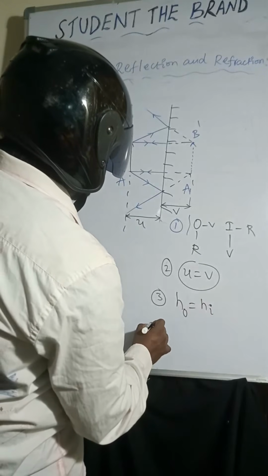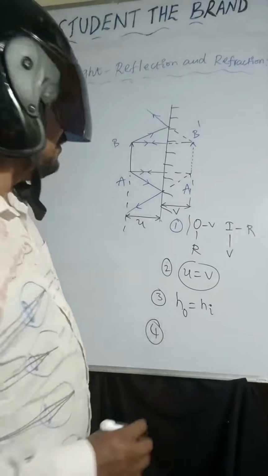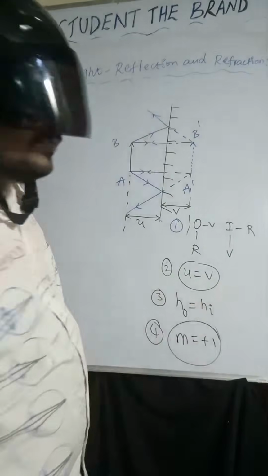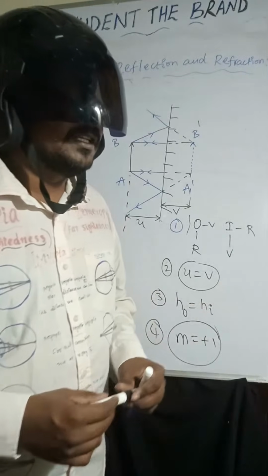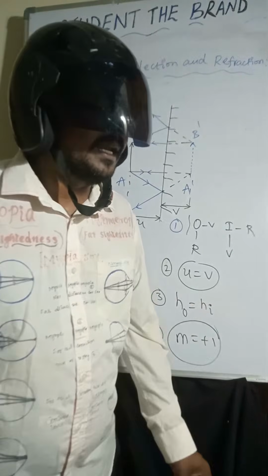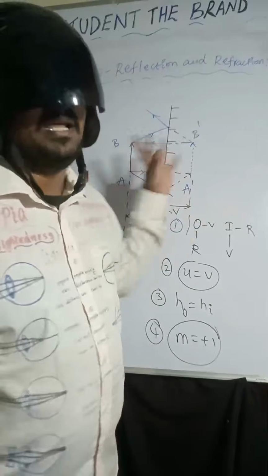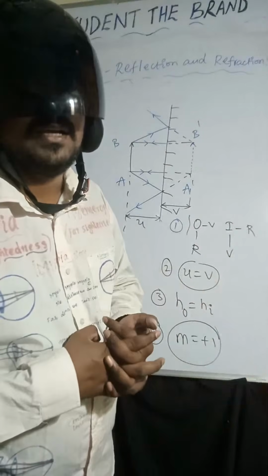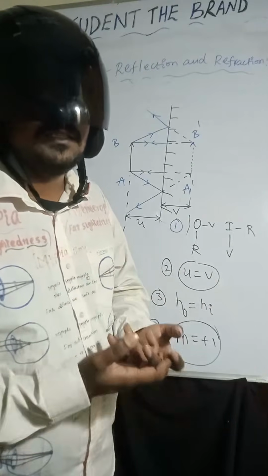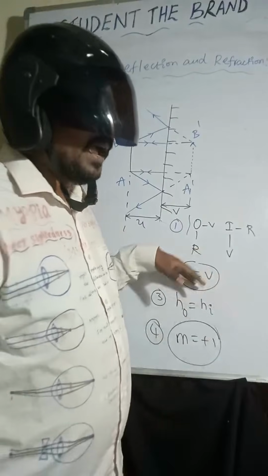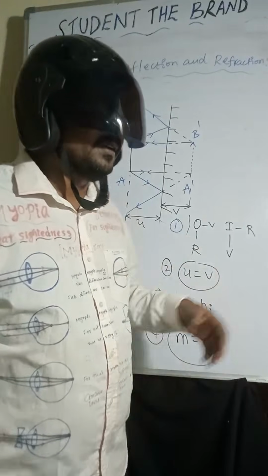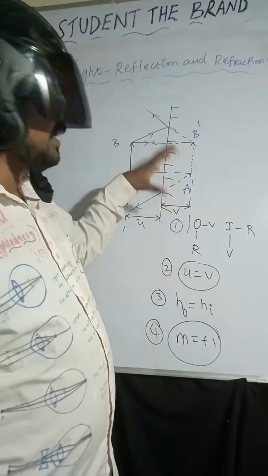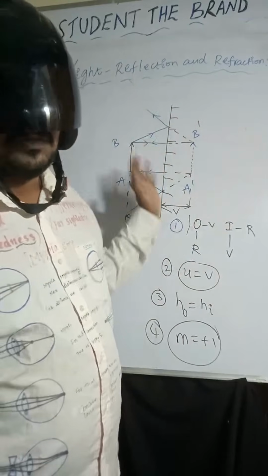Coming to the fourth one, magnification is +1. Why? The image is always formed virtual, erect, and same size. That's why magnification, height of the image by height of the object, is +1. So here, virtual, erect, and same size.